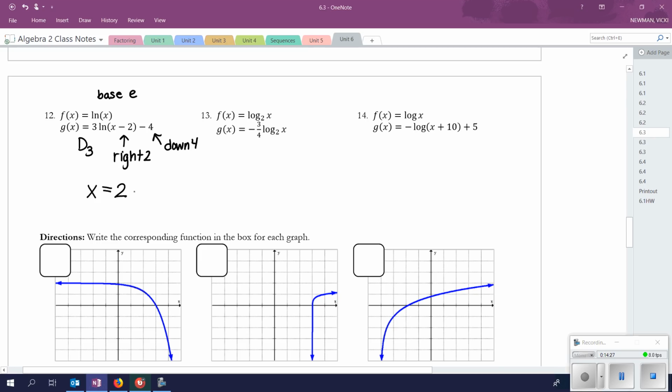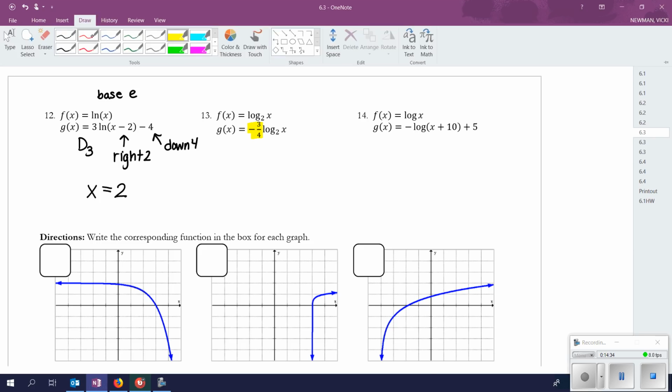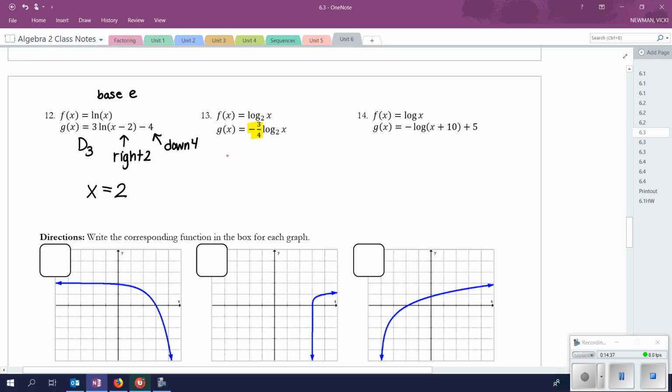Number 13, I see 2 transformations. Don't you try to tell me just one. Don't you dare. I will find you. All right, you know that the negative and the 3/4 are separate. So a reflection in the x-axis is from the negative, and a dilation of 3/4 is from the 3/4. Now, because we didn't have a translation to the left or right, our asymptote remains x equals 0. And this last one, there's no base for the log written, so we know it's a common base, which is 10.